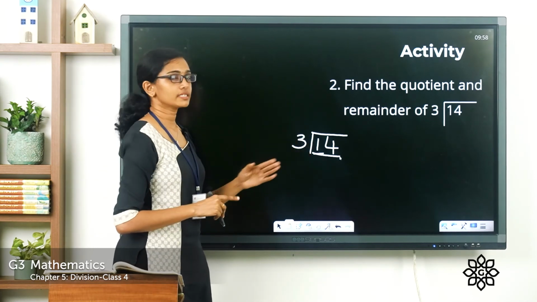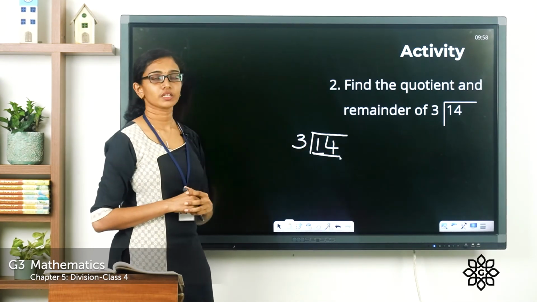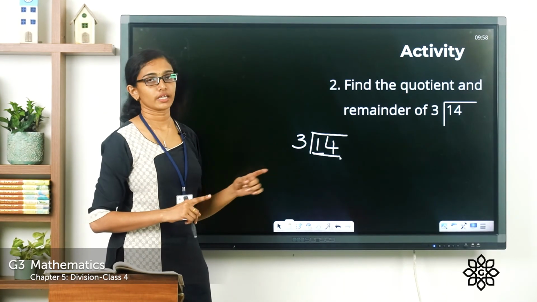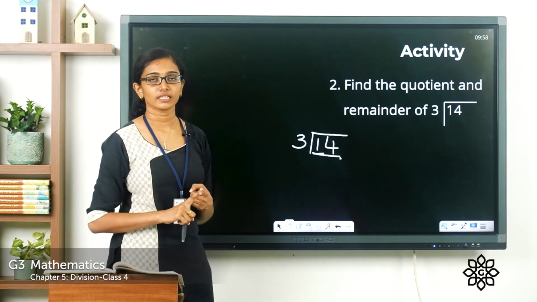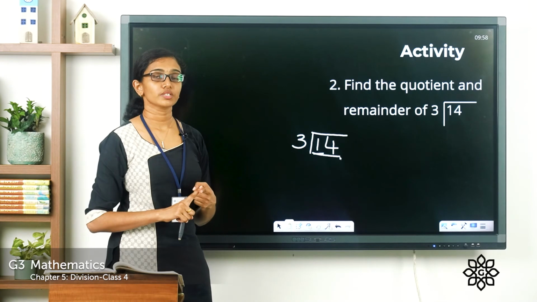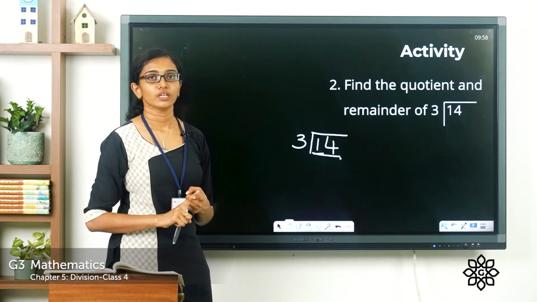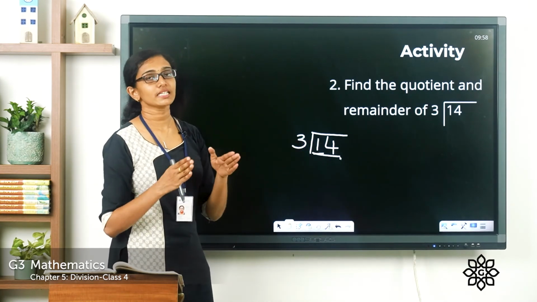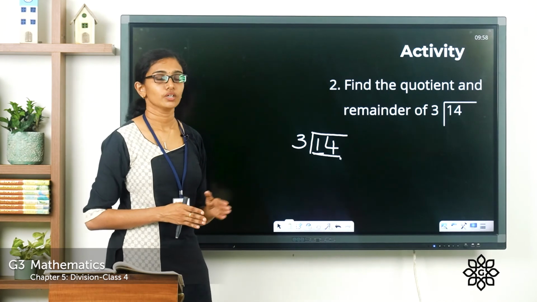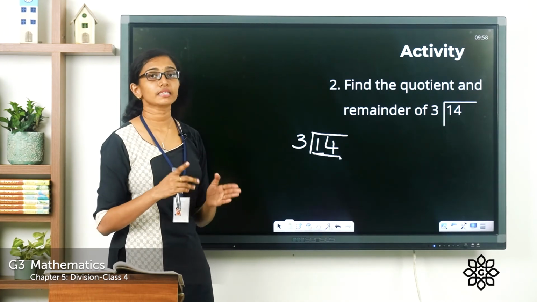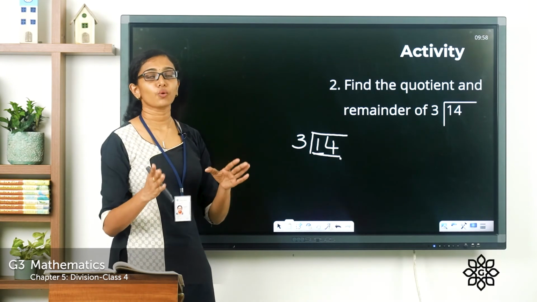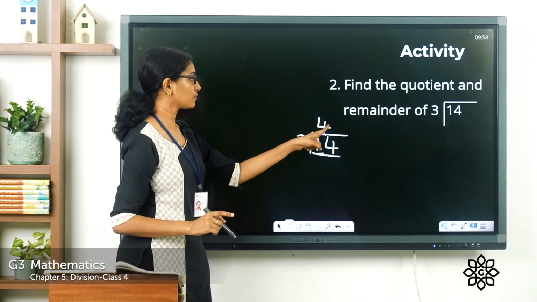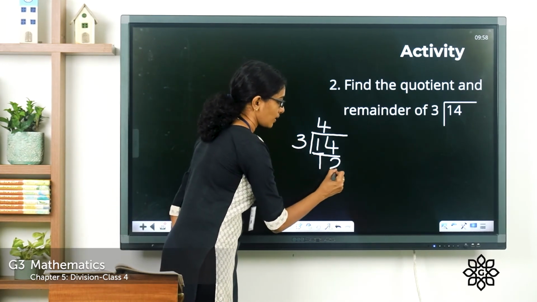So now let's divide 14 by 3. So let's recite the table of 3. 3 ones are 3, 3 twos are 6, 3 threes are 9, 3 fours are 12, 3 fives are 15. So till where do you recite? Till you reach the number equal to the dividend or just less than the dividend you are considering. So we got 3 fours are 12, but 3 fives are 15. So let's take 3 fours are 12 and write that 4 here. Then multiply 4 into 3, which is equal to 12.